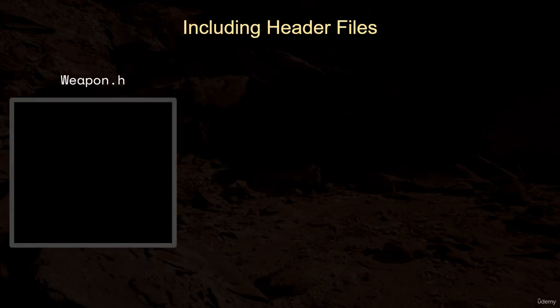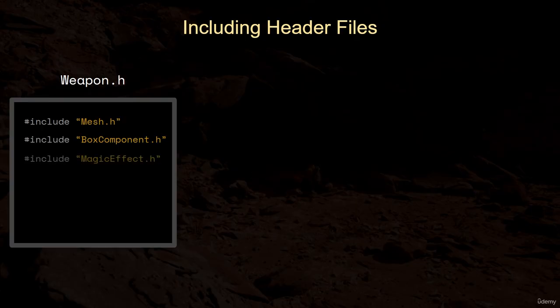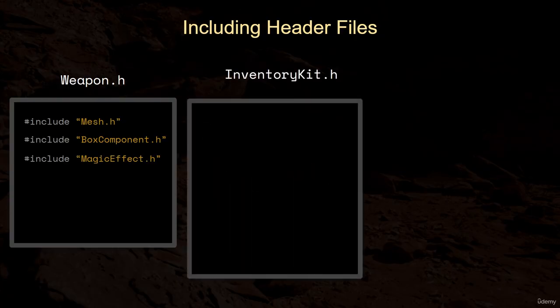Say we have a class called weapon. Now, weapon might need to include the header file for a class called mesh, which might be defined in mesh.h. It may also need a box component, so maybe it's including that as well. And perhaps weapons have a magic effect, and this class may be defined in magiceffect.h, so we're including all the header files that we need here, and now we can create variables of those types here in weapon.h. So far, so good.